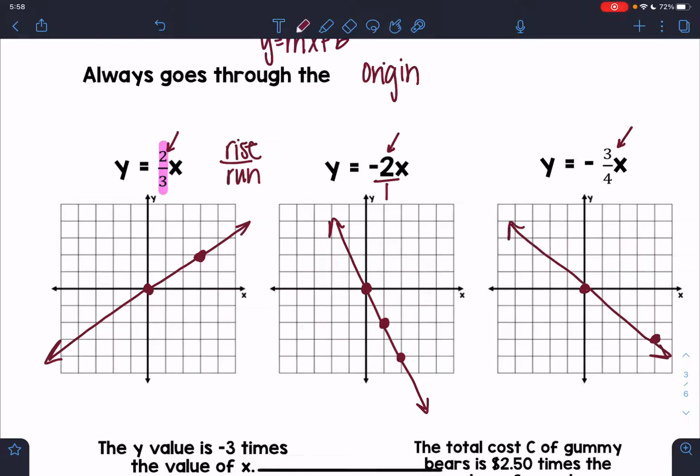Okay, so I'm going to put up some examples, and you're going to have to select the right graph that represents the equation. Okay, so take a minute or so to kind of do that, and hopefully you'll do okay.